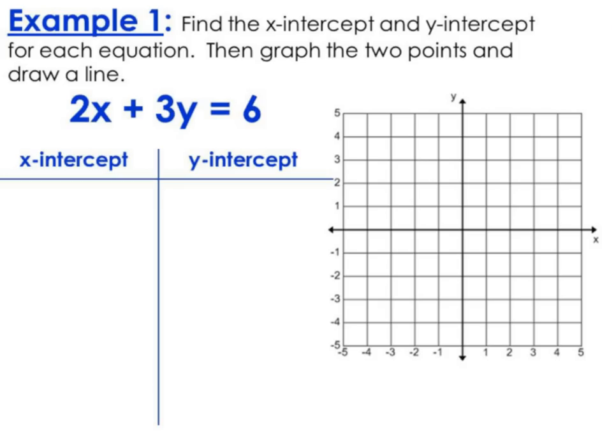So if I'm going to look at example 1, it wants me to find the x and y intercept. And again, that's going to be enough information because when I have 2 points, I can just draw a straight line between them because I know this is a linear equation.